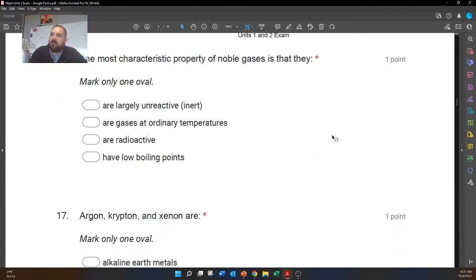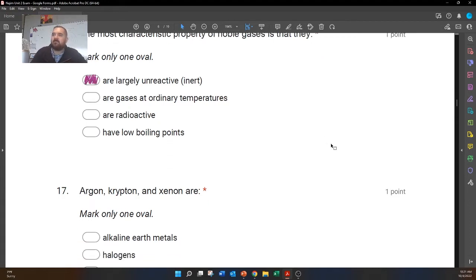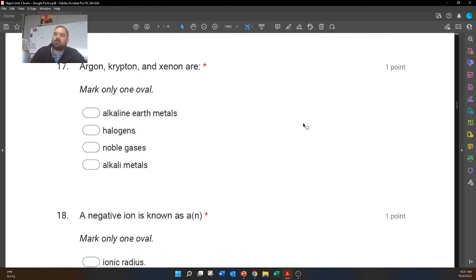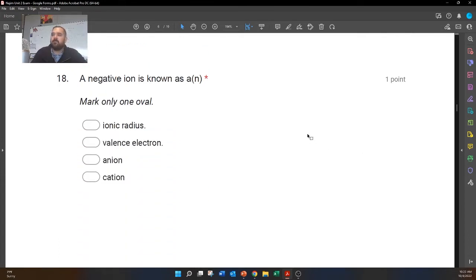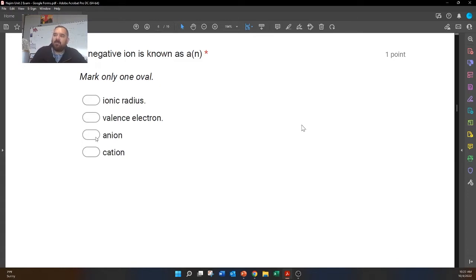The most characteristic property of noble gases is that they are unreactive. That's why they're called the inert gases. Argon, krypton, and xenon are what? So that's Ar, Kr, and Xe, and these are all noble gases. A negative ion is known as what? This is an anion.